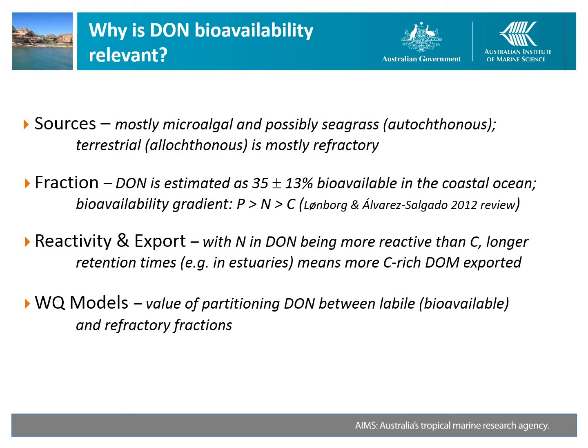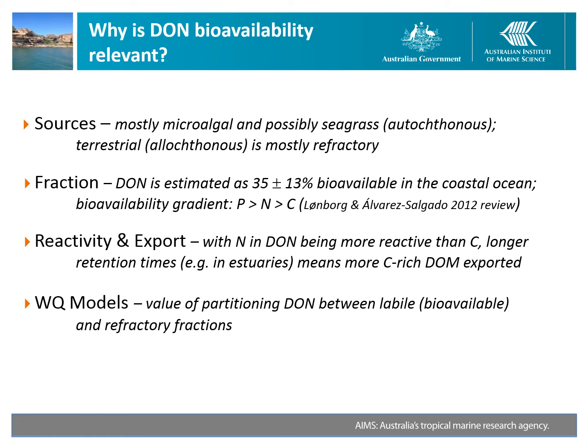In the coastal ocean, about 1/3 of dissolved organic nitrogen is estimated to be bioavailable, and in a recent view by Lomborg and Alvarez Salgado, it has been suggested that there is a bioavailability gradient for these organic forms, P greater than N greater than C. A result of this reactivity gradient is that the processing of organic material within estuaries produces material for export that has changed ratios P to N to C. An example in such as Darwin Harbour are mangroves that retain organic material and process it over extended periods. As a result, the organic matter exported from mangroves tends to be very carbon rich.